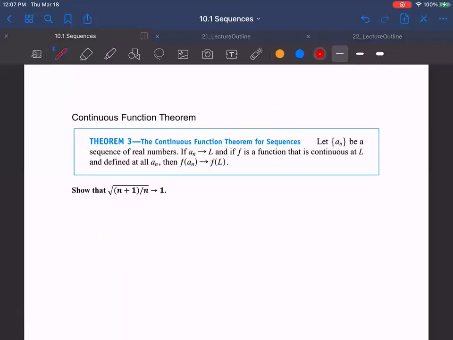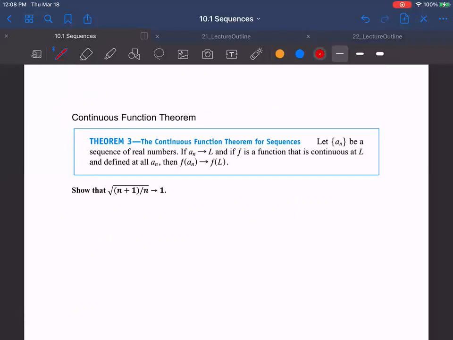Let's go with the continuous function theorem. I was going to stop, hold on, I'm trying to check where I had decided I was going to stop. Yeah, just a couple more pages, then we'll stop and y'all can work on these because I feel like this is a little bit heavy, so not rushing through it here.